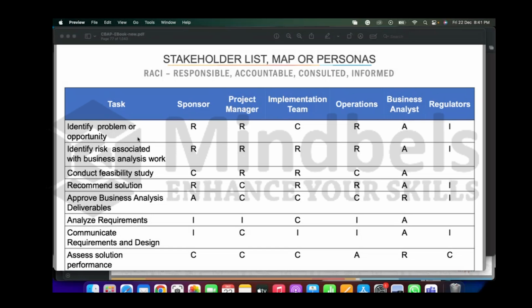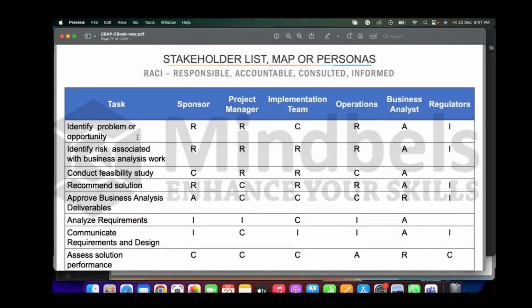So you understand what role the RACI matrix plays now. It is very important to identify who is responsible, who is accountable, who is consulted, and who is informed, just an FYI type for them. They don't have to have much involvement. It's just FYI type.